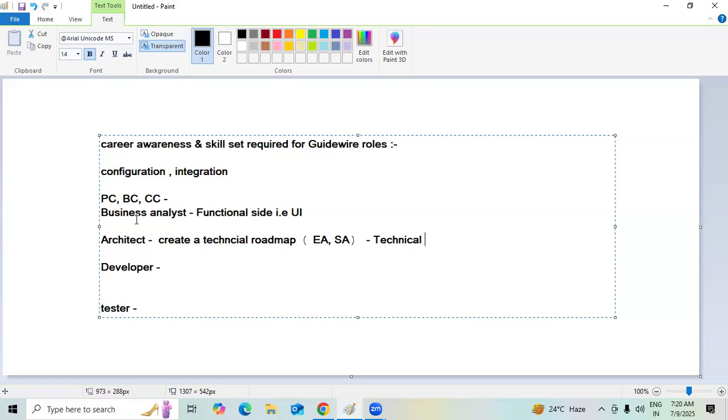Architects are the people who develop architecture for the project. Next, developers are the people who need to develop code, develop the logic for the functionalities, which are defined by the BA.